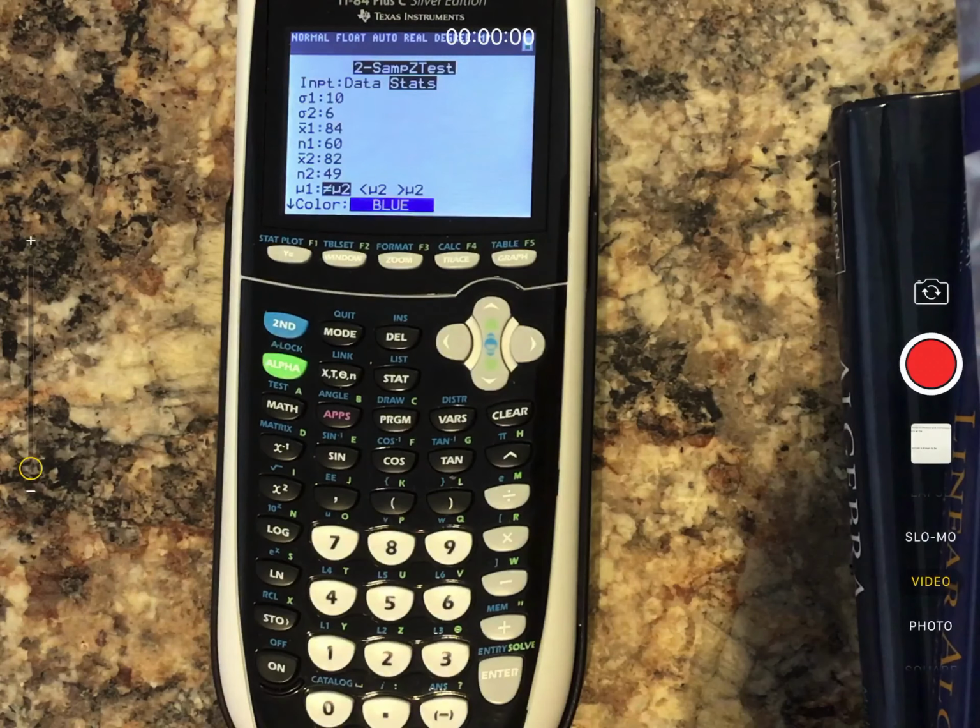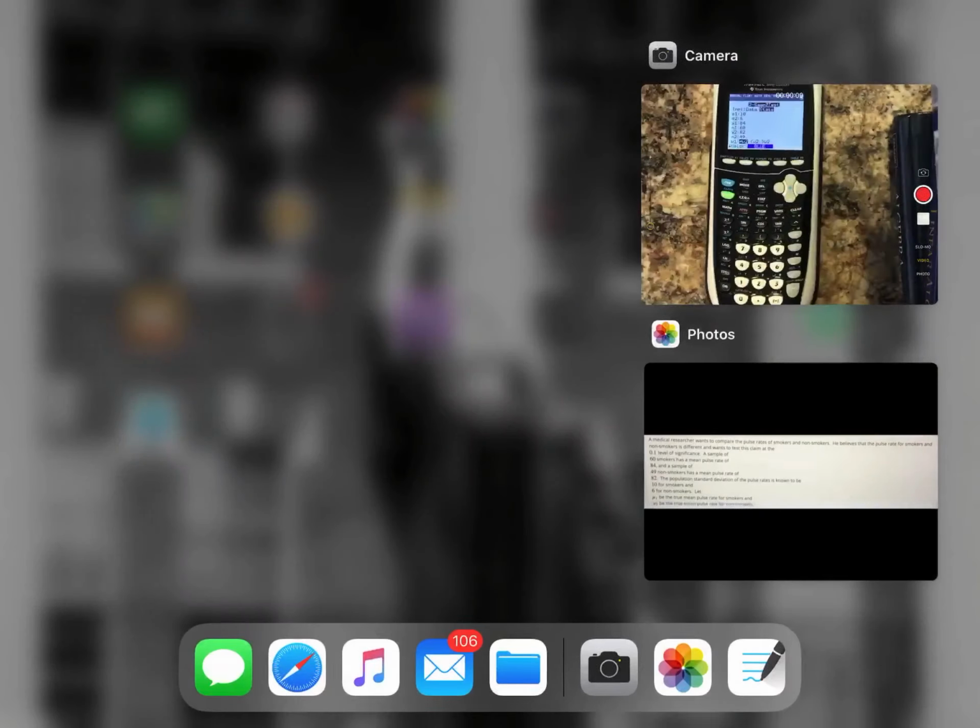We are now going to do an example actually with the data that I have in the calculator right now. And it's this example here. And it says that a medical researcher wants to compare the pulse rates of smokers and non-smokers. He believes that the pulse rate for smokers and non-smokers is different and wants to test this claim at the 0.1 level. Okay, so we know that we've got a difference here. We are looking at mu1 minus mu2 does not equal 0.